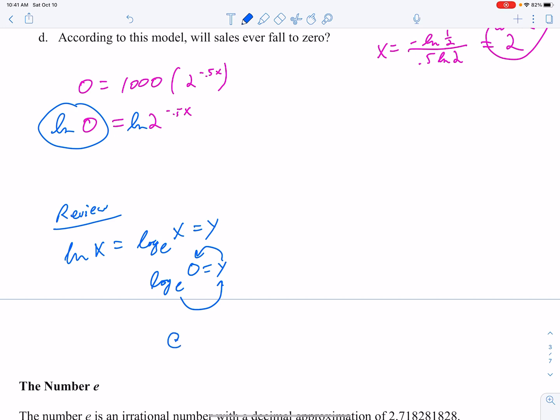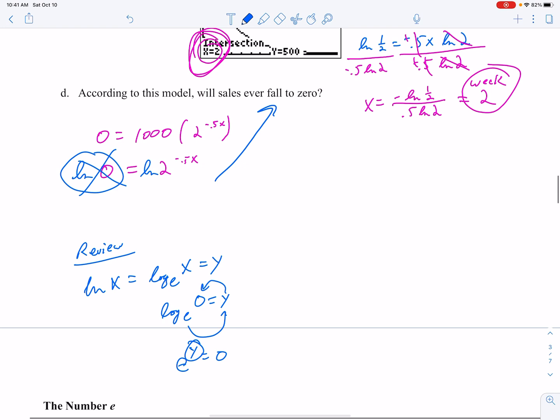But we would rewrite this as e to the y power equals 0. Now, e is a positive number. There's no exponent you could ever take a positive number to that equals 0. So that does not exist. So therefore, no, sales will never be equal to 0. Okay? All right.